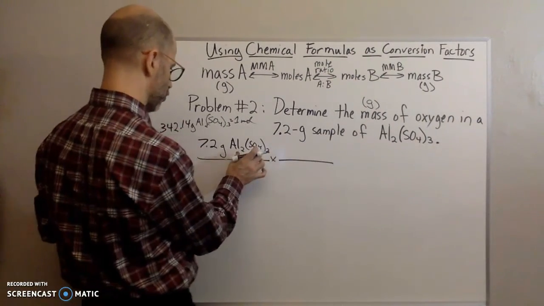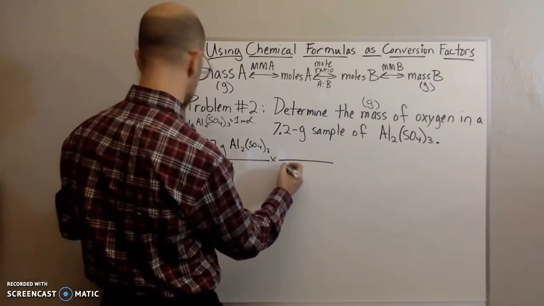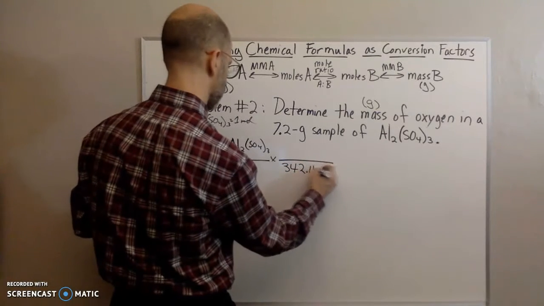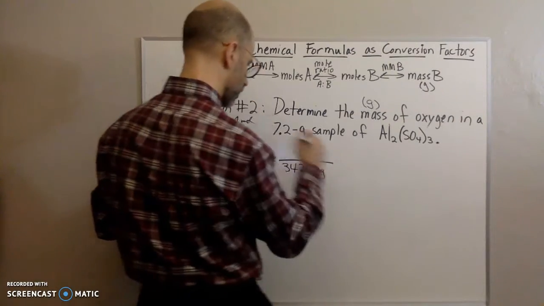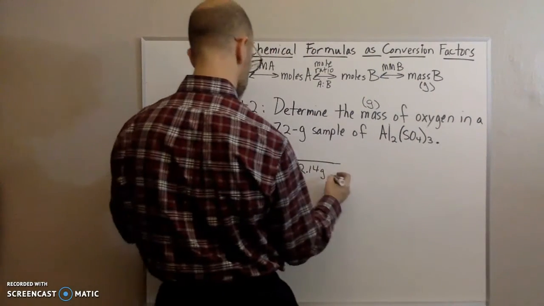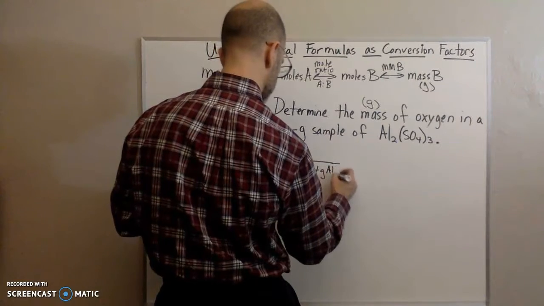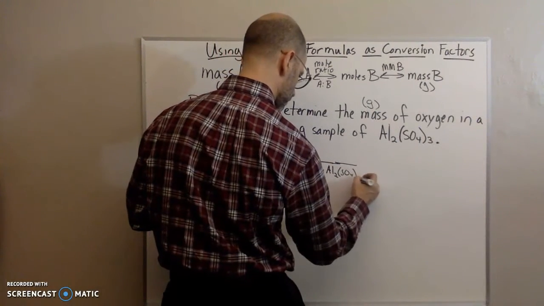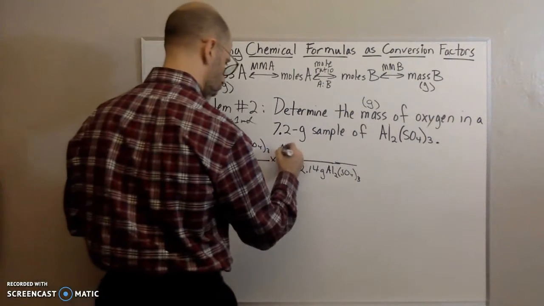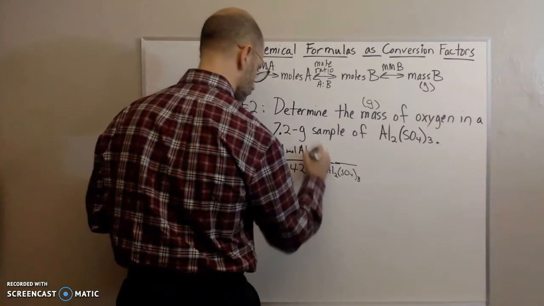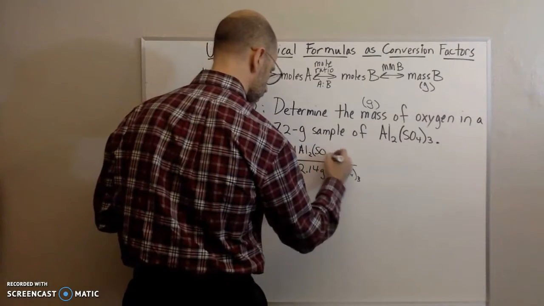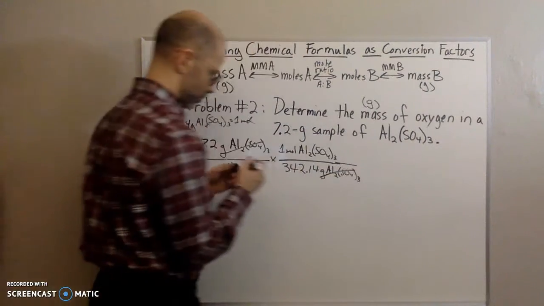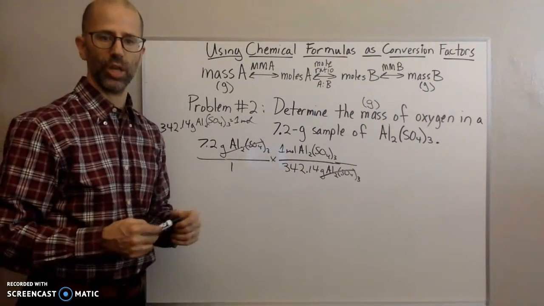So I have grams of the aluminum sulfate on the top, so I want to have grams on the bottom. So 342.14 grams of aluminum sulfate, Al2(SO4)3, and then 1 mole of the aluminum sulfate on top. And so the grams of aluminum sulfate cancel out. Now I have moles of aluminum sulfate.